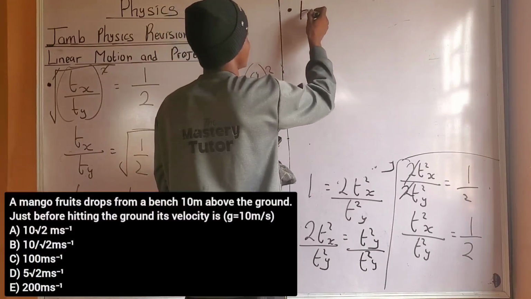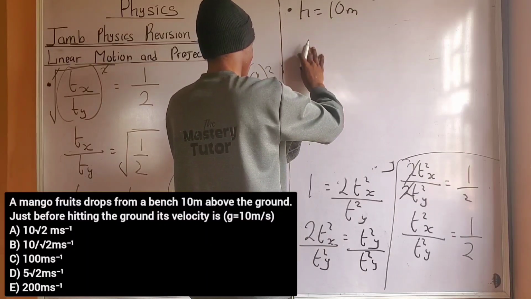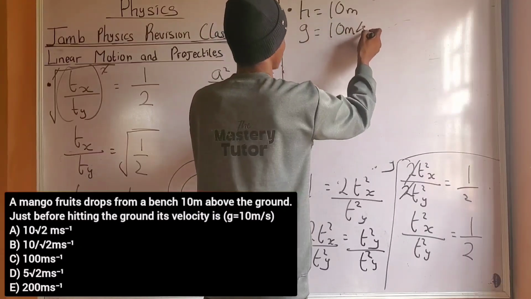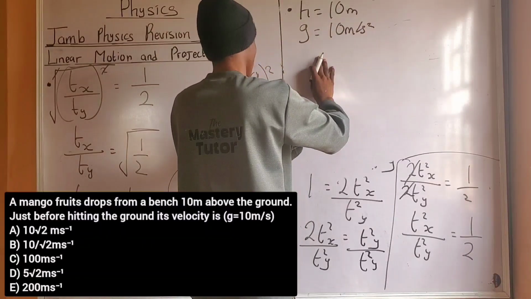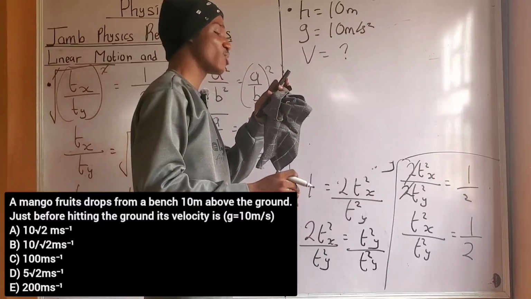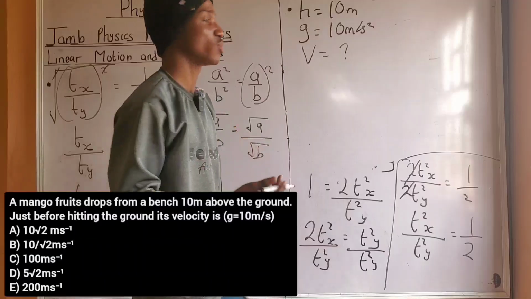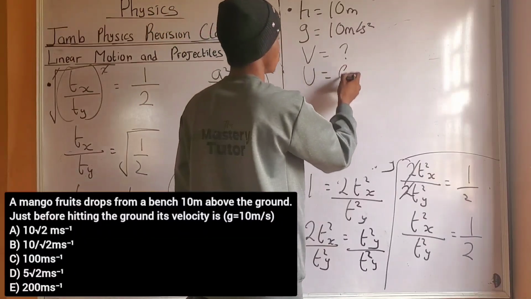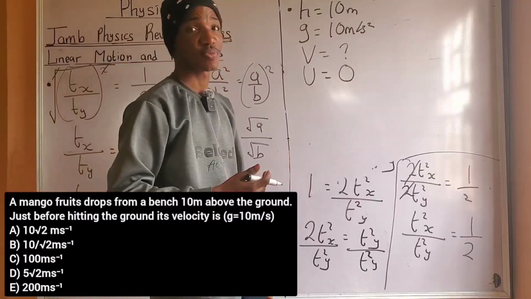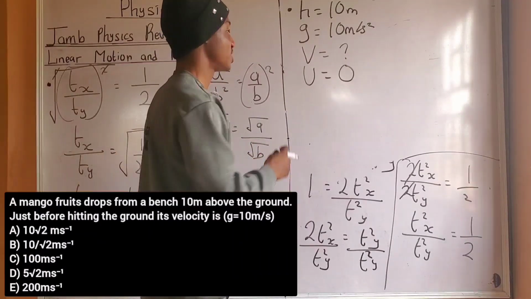A mango fruit drops from a branch 10 meters above the ground level. So the height has been given as 10 meters. Also, we are given that g, acceleration due to gravity, is what? 10 meters per second squared. Okay? We are asked to calculate the velocity. And because the mango dropped, that means that the initial velocity is what? 0. So u equals to 0. Do you understand? I hope you understand the question. The body is not moving before. Are you getting it? So the initial velocity will be 0.